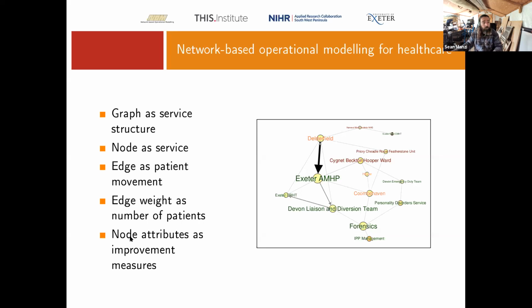And then we can put different node attributes in as different operational measures or improvement measures. For example, we might be looking at just the number of patients, the number of patients on a waiting list, the referral to treatment time, or the length of stay within a service. And we can change the node size or the node coloring to represent one or more of these pieces of information.